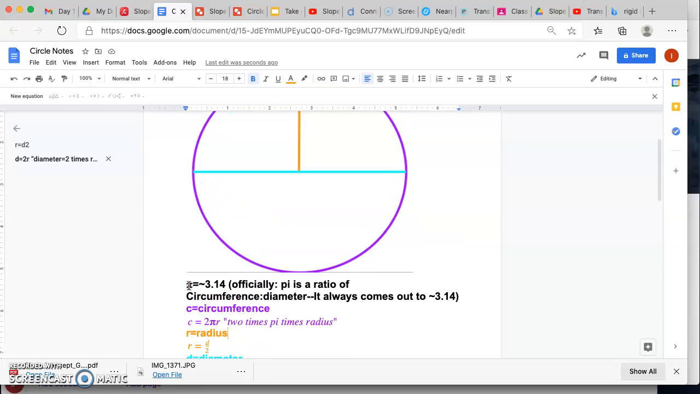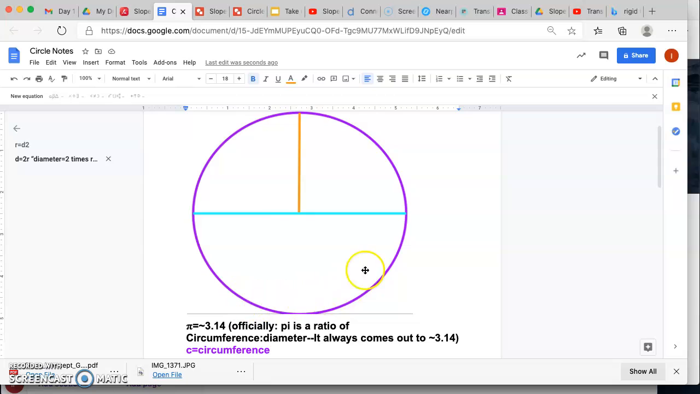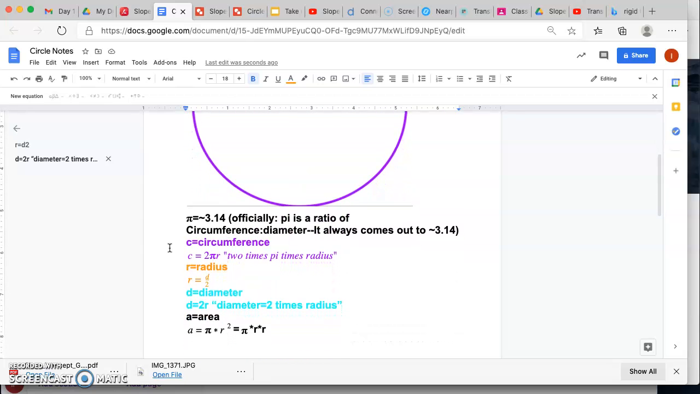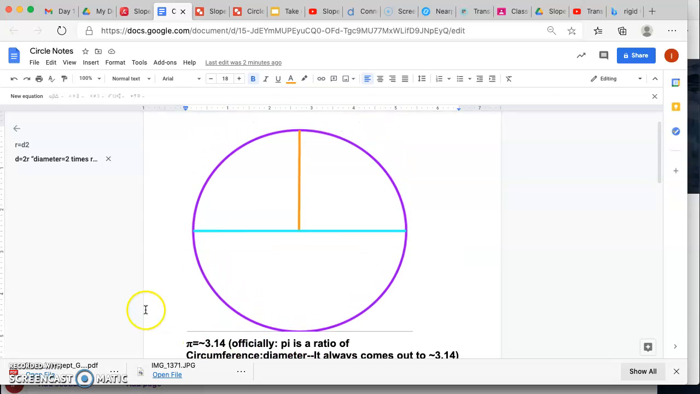Now finally for area, the whole space inside this circle, that is pi times radius squared. And I don't mean pi squared, I mean radius squared times pi. So the area is pi times radius times radius.